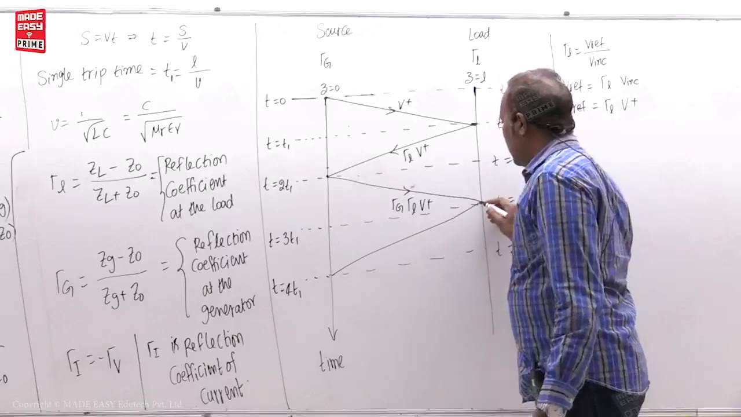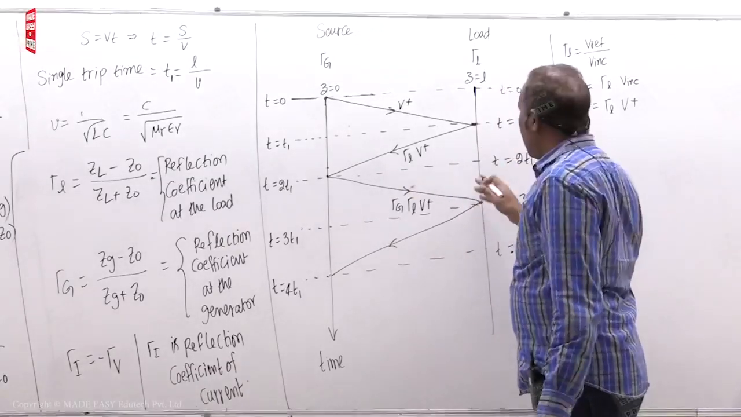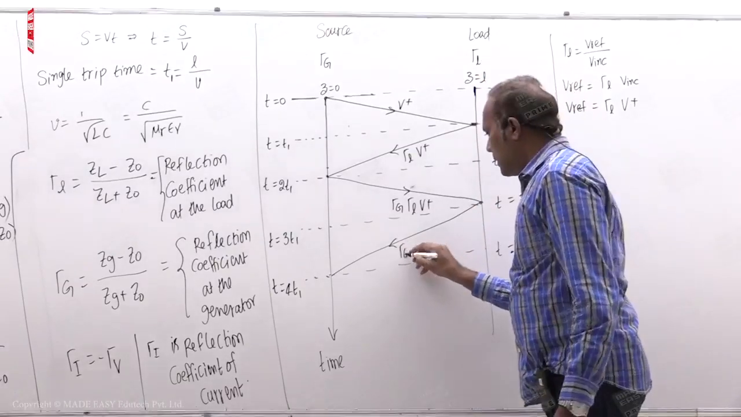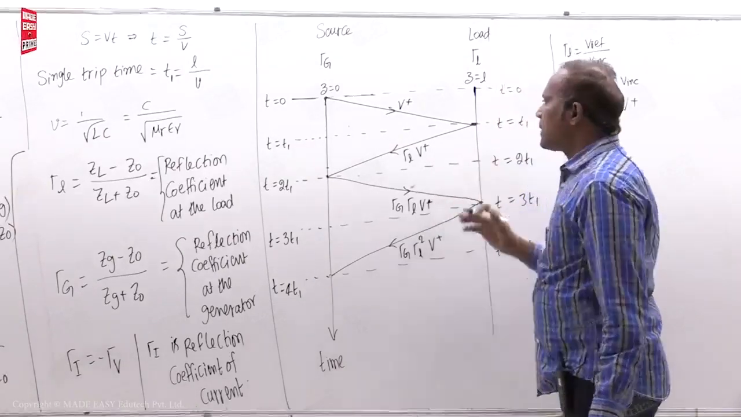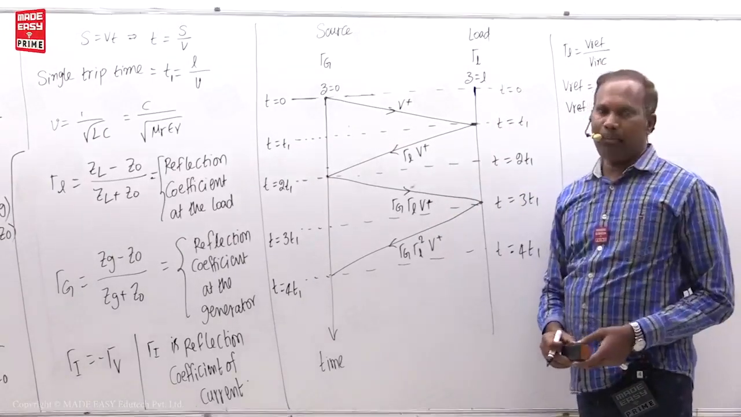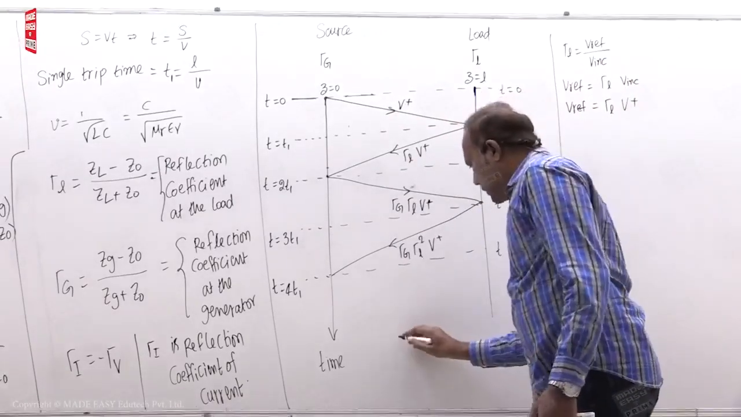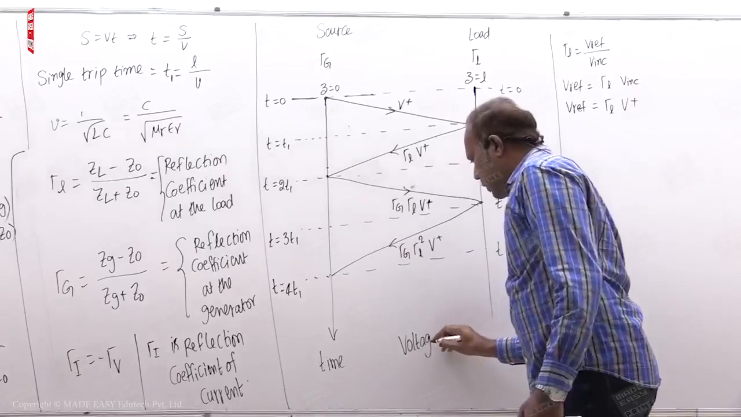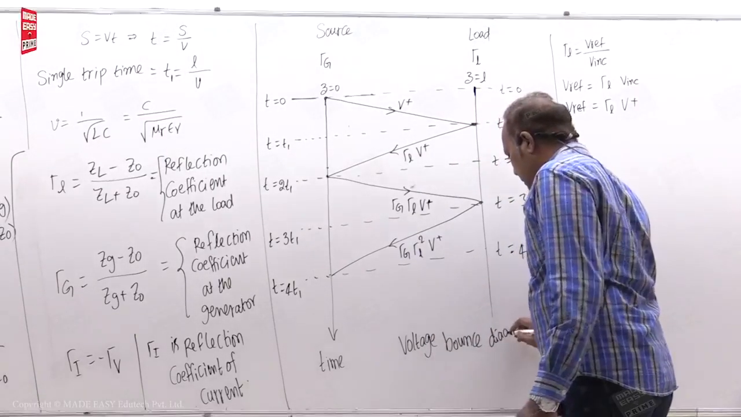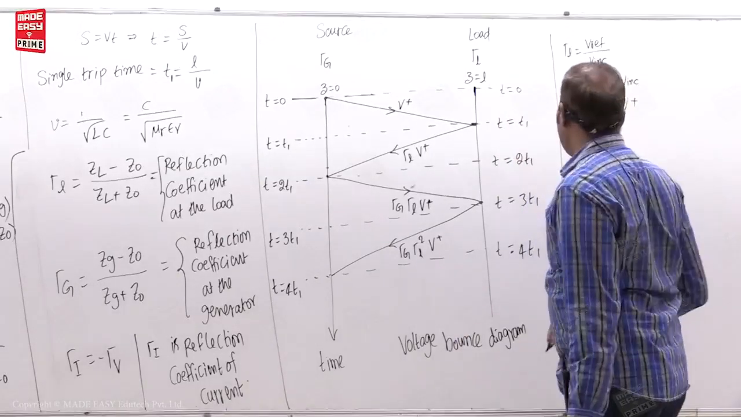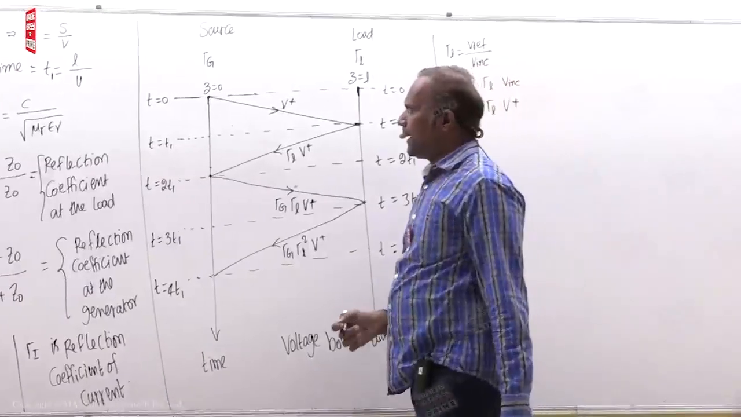Students, here again this is the incident to this and multiplied with gamma L, so gamma G, gamma L square and V plus. This is called the voltage bounce diagram. Bounce means reflect. Voltages are being reflected, so it is called the voltage bounce diagram. Now you can write voltage equations here.